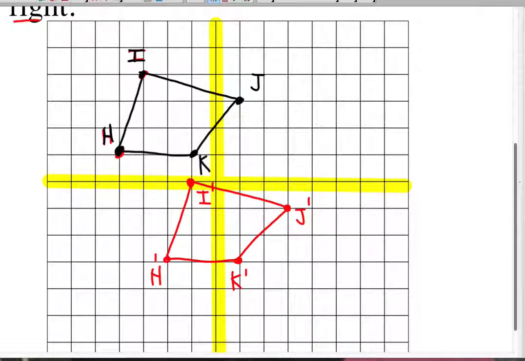It looks identical to the first one, except that it has been translated, or it slid down and over. That's it. That's all you have to do, at least for that.